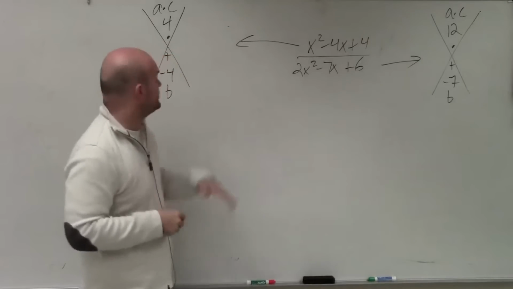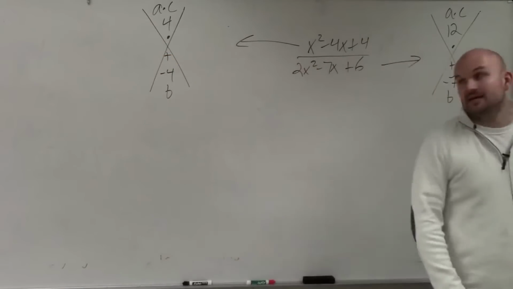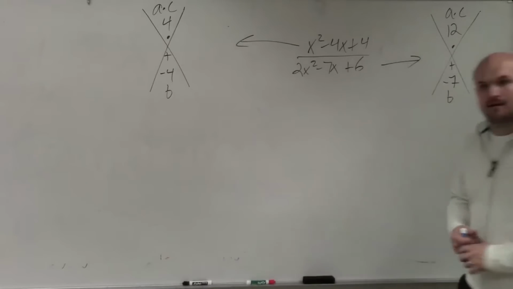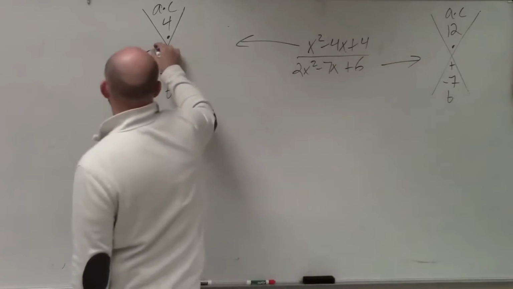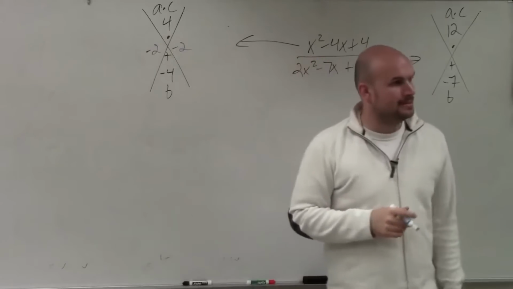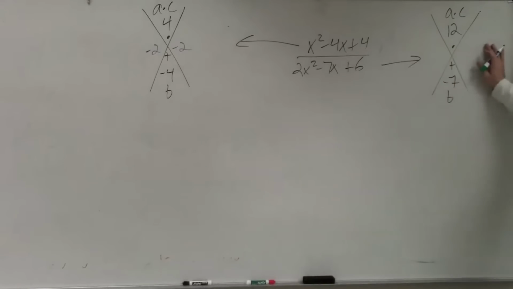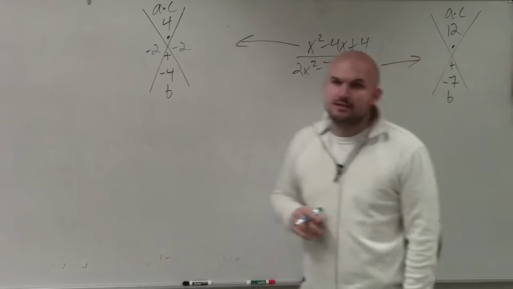Now what we need to do is identify what two terms multiply to give me 4, but add to give me negative 4. Negative 2 and negative 2. Everybody agree with that? OK. Now the next one is what two numbers multiply to give me 12, but add to give me negative 7?